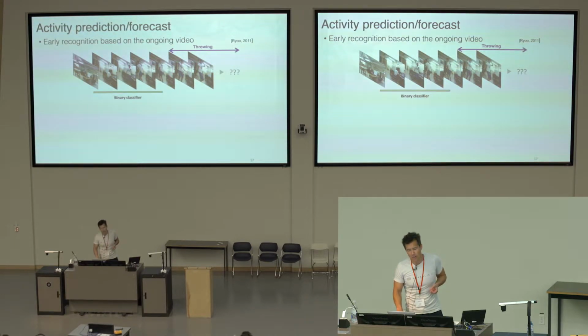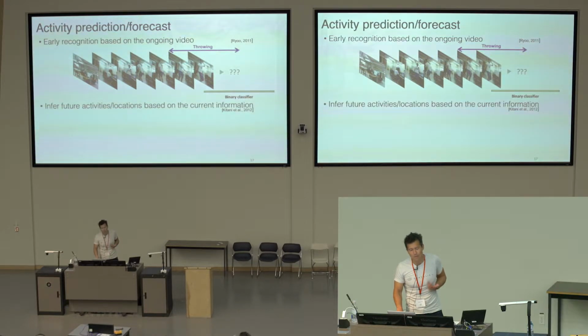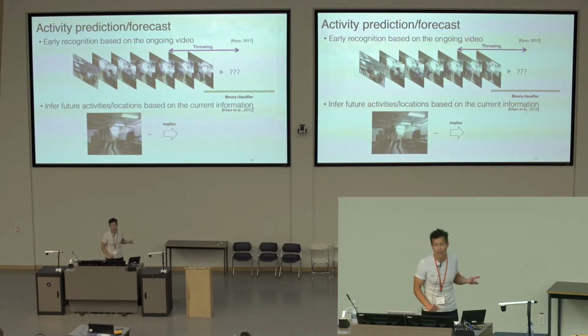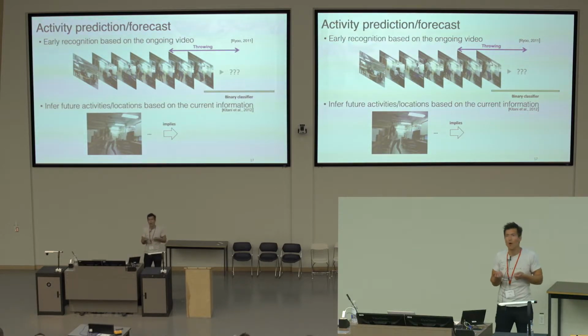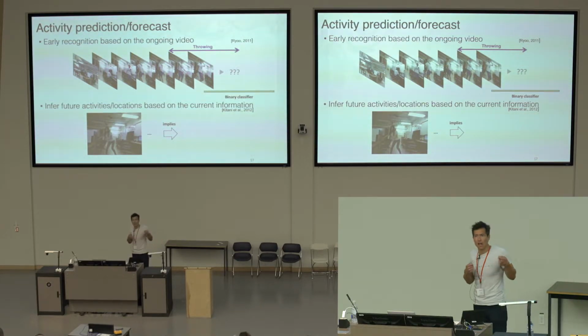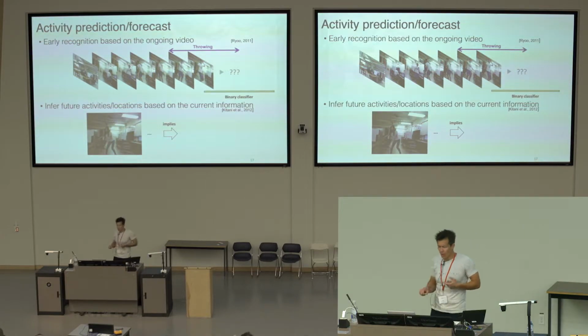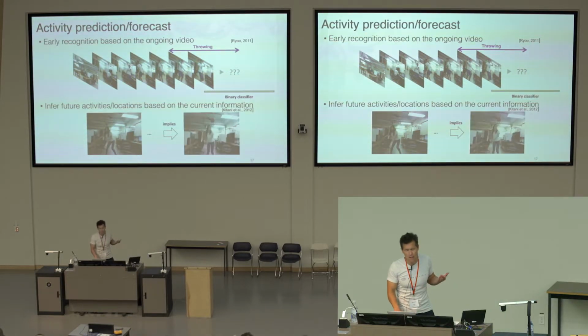The other type of prediction that people often want to accomplish is to be able to infer future activities or locations based on the current information. So if I see this right now, what's likely to be the action that follows? For example, if I see that frame, maybe a throwing type of frame is likely to result next.